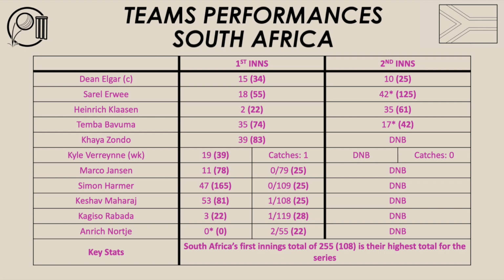Let's have a look at South Africa's team performance with both bat and ball in this third test at the SCG. We'll start with their batters. Elgar, 15 and 10. Erwee, 18 and 42 not out. Klaasen, 2 and 35. Bavuma, 35 and 17 not out. Zondo, 39, and Verreynne, 19. That's how the South African batters went about things in this third test at the SCG against Australia.